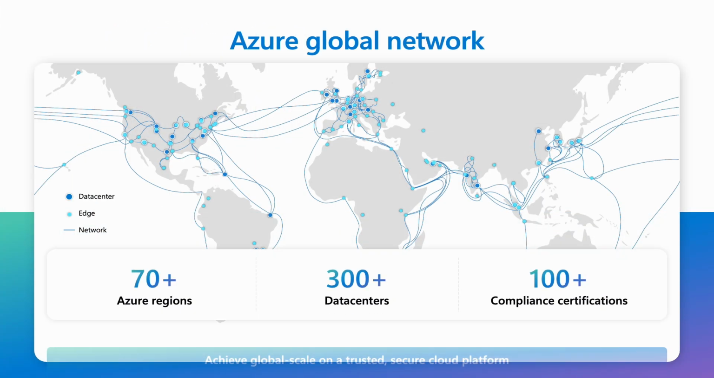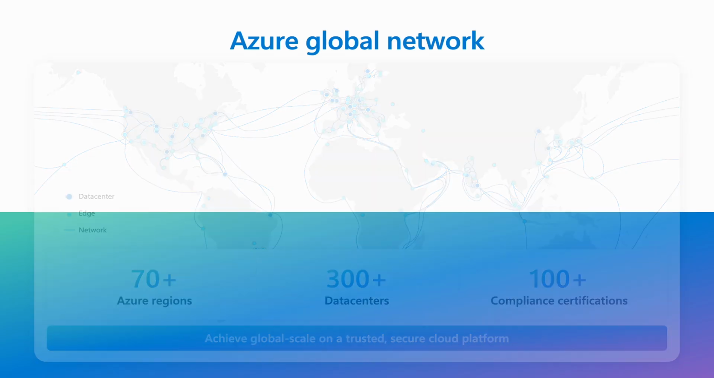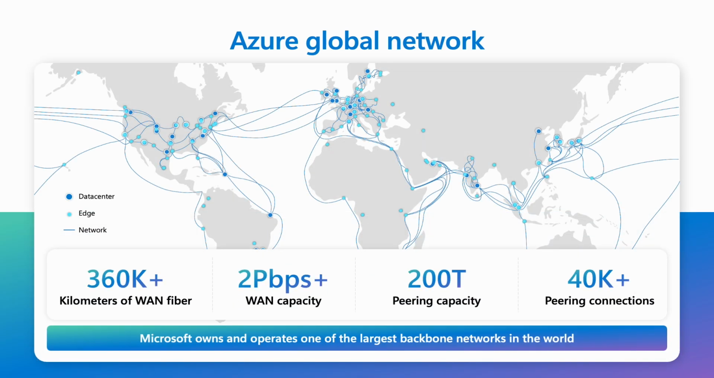We have up to 70 regions and 300 data centers worldwide connected through 360 kilometers of fiber and 2 petabytes plus of WAN bandwidth or WAN capacity.